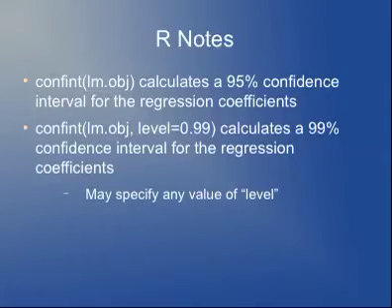In general, if you say confint of an lm object, it'll give you a 95% confidence interval for the regression coefficients. If for some reason you want a confidence interval other than a 95% confidence interval, you can do confint of lm.object, level equals 0.99 or level equals whatever value you want. And that will give you a 99% or some other confidence interval. In practice, people almost always use 0.95.